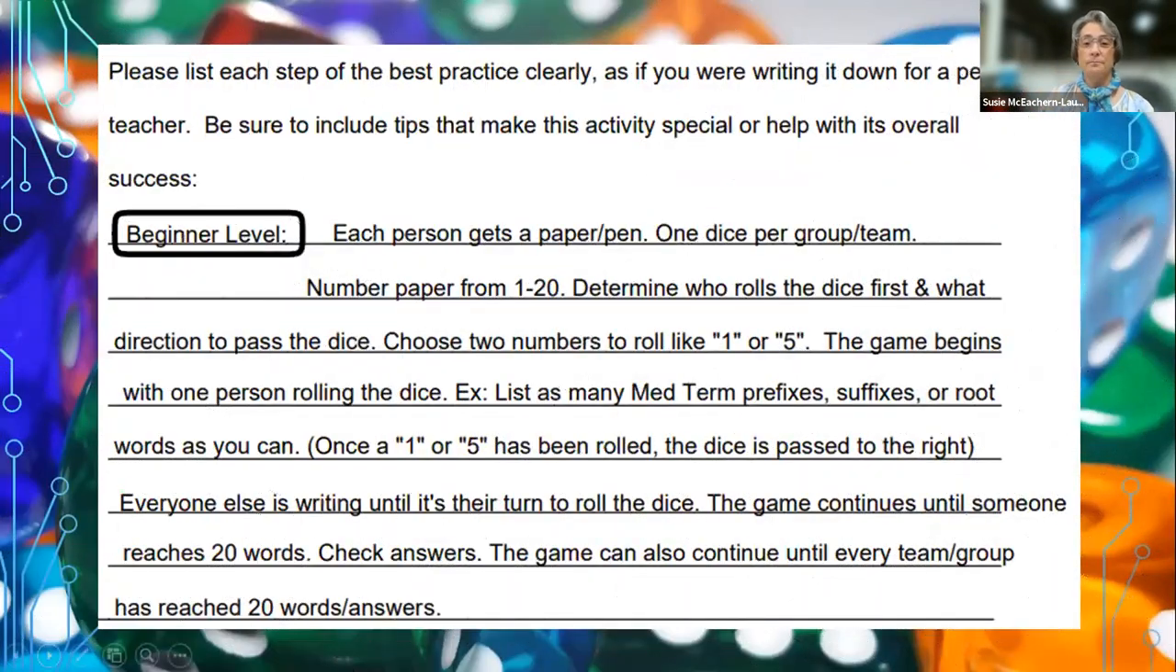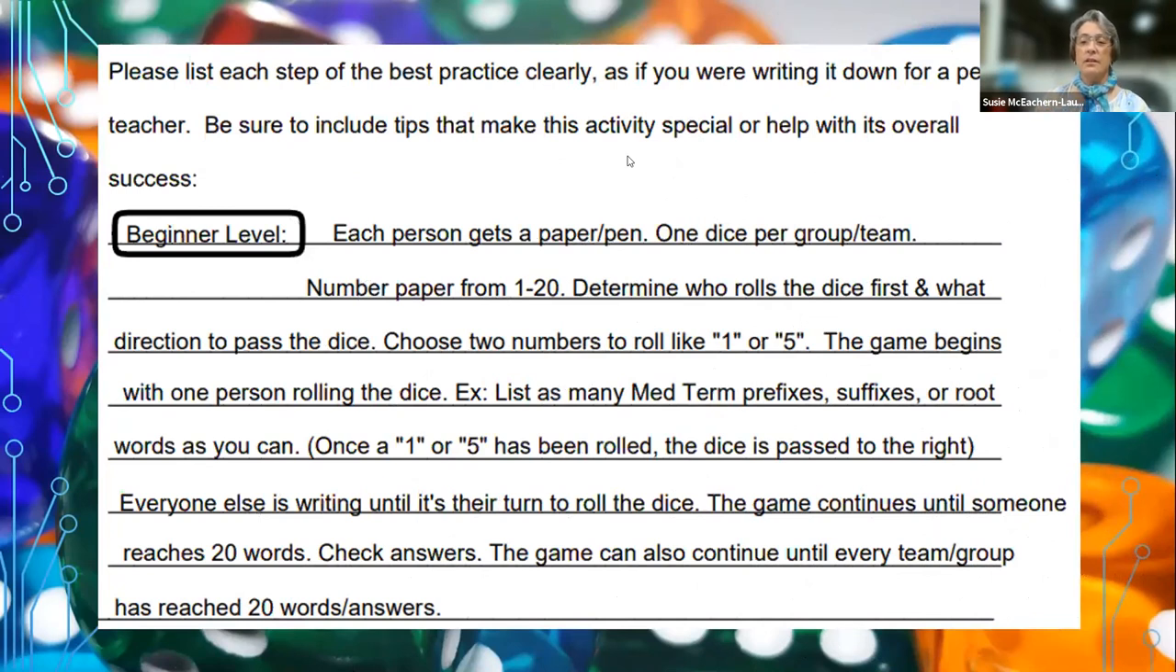So you have two halves of the paper. You write 1 through 20 on each half. So each student has a paper folded in half vertically, numbered 1 through 20. Now this activity can take up to 30 minutes depending on how you use it, or you could shorten it by adding a time limit. So paper, pencil, and a die. That's all that you need for this activity. So the way that it's played, it's really quite simple.